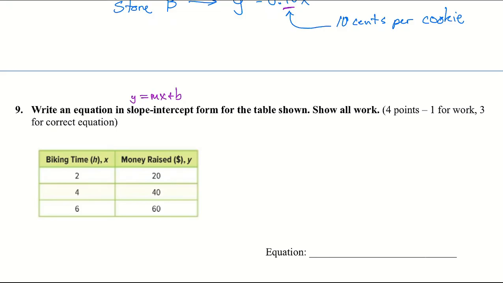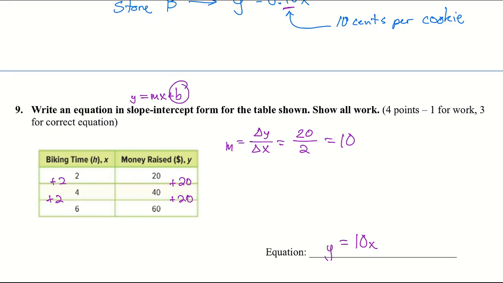Well, slope can also be considered the rate of change, so the change in the y's over the change in the x. So my change in y's is plus 20, plus 20. My change in x is plus 2, plus 2, right? So I got 20 over 2, which will give me 10. So my equation is going to start y equals 10x. The problem is we need this y-intercept.